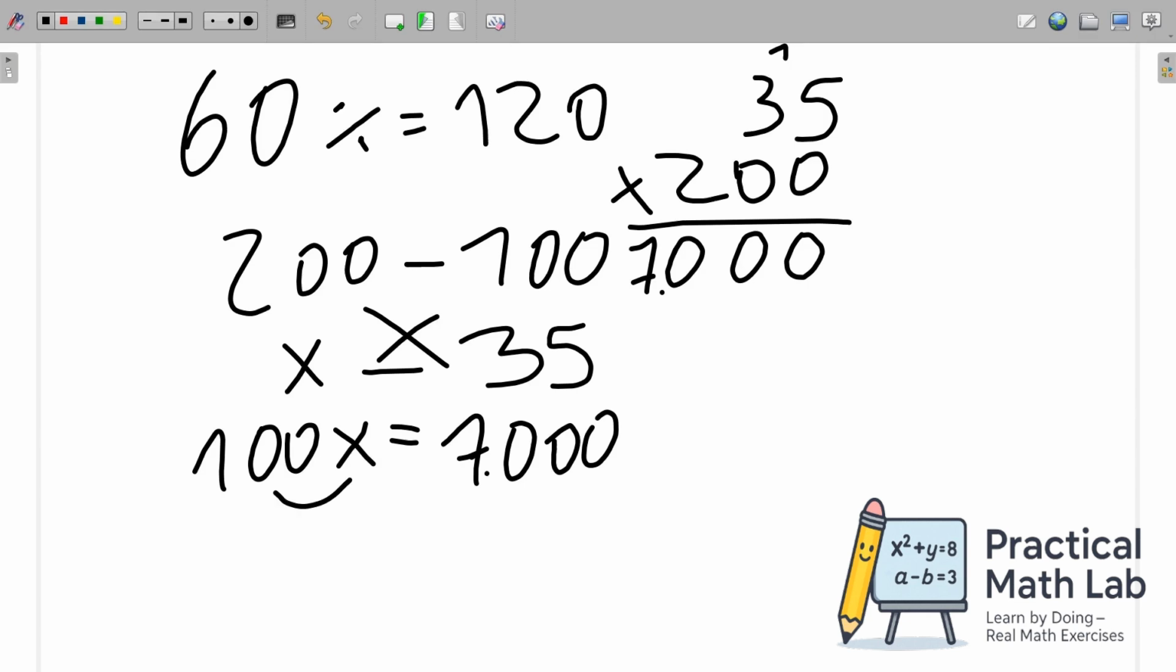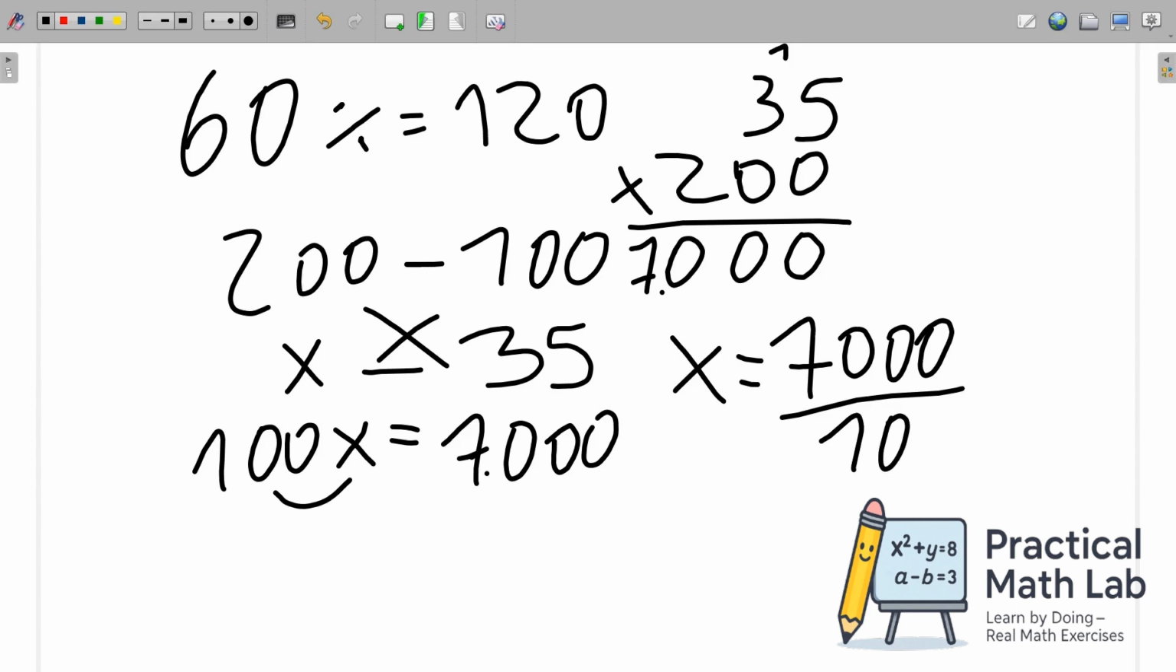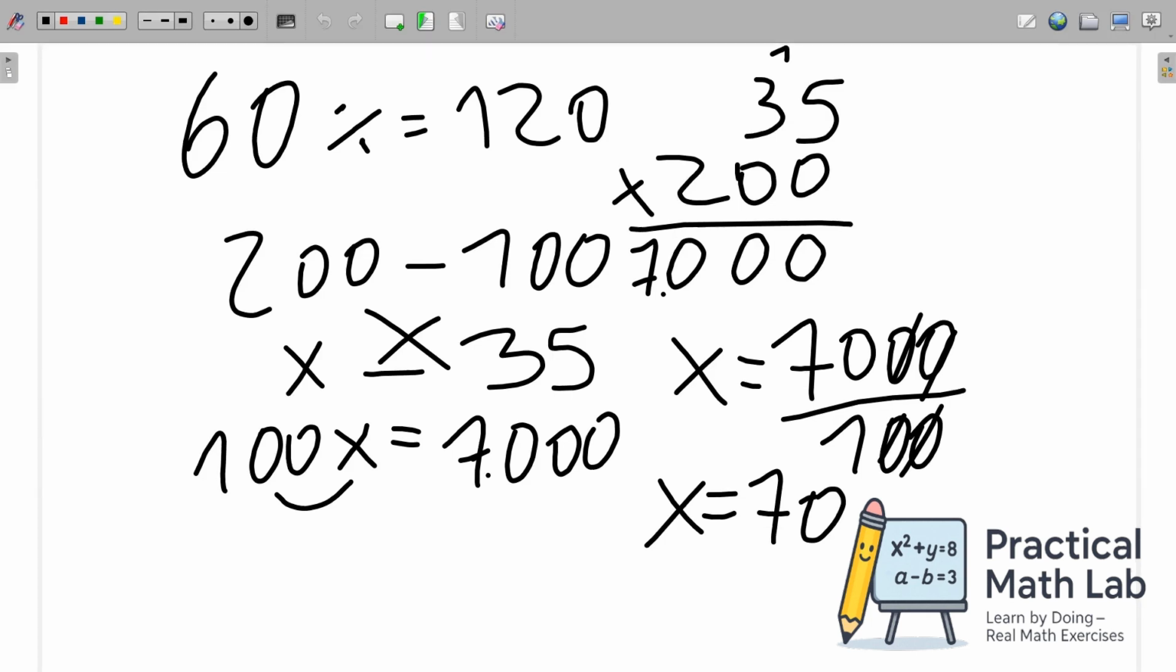Now here, it's the same thing. If you're multiplying, move it to the other side dividing. So it becomes x equals 7,000 divided by 100. Just cross out the zeros. X equals 70. So 35% of the tank is 70. Is that the answer? 70 liters?